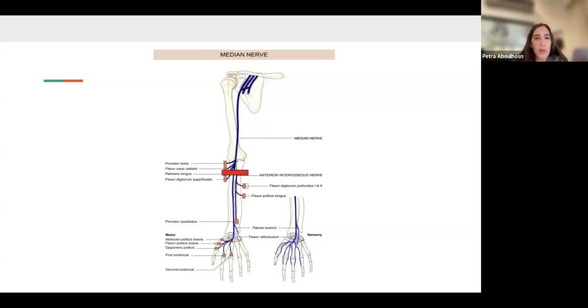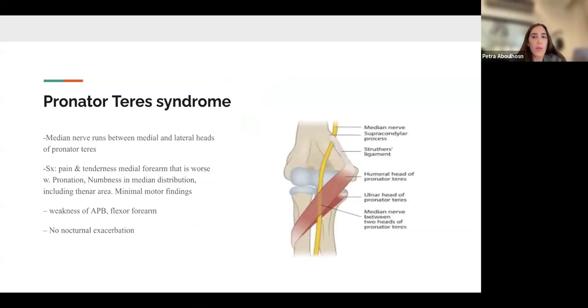Okay, next, compression. This is a well-known phenomenon. We call it pronator teres syndrome. So the median nerve runs between the medial and lateral heads of the pronator teres, as shown here. Symptoms: pain and tenderness in the medial forearm with pronation, numbness in the median distribution, including the thenar area, and we have minimal motor findings, but you could have weakness of the APB and flexors of the forearm. This is basically the opposite of supinator syndrome.